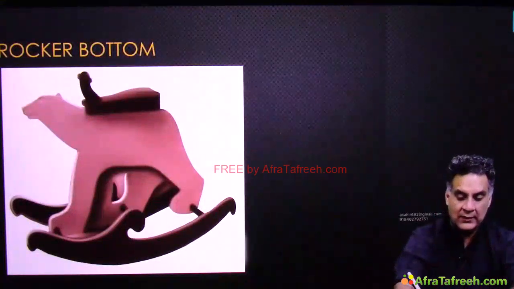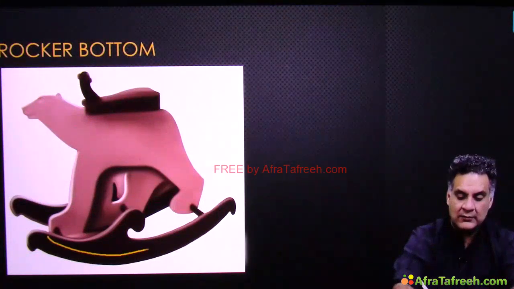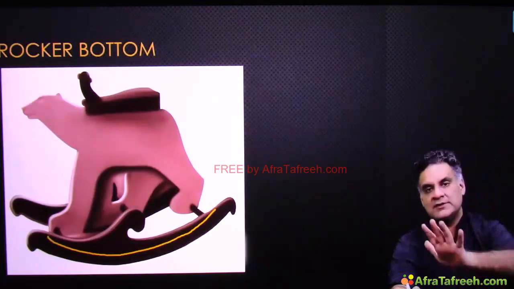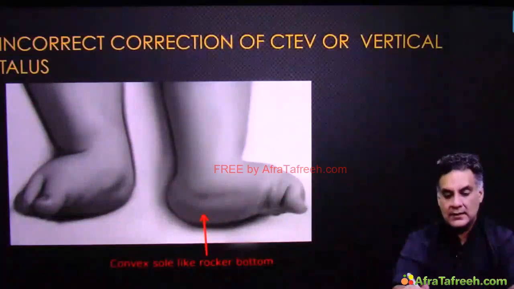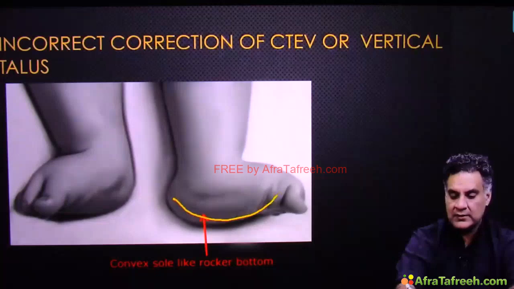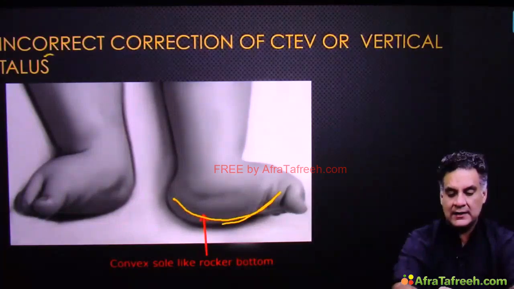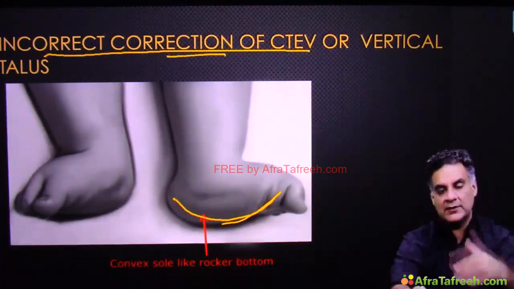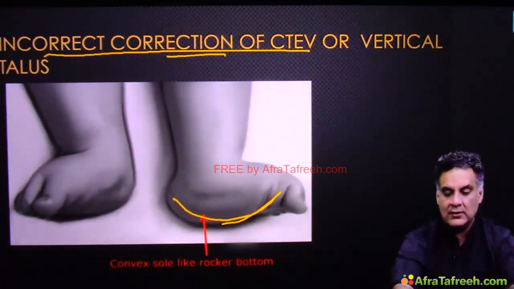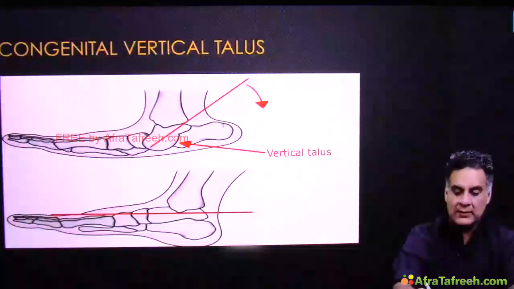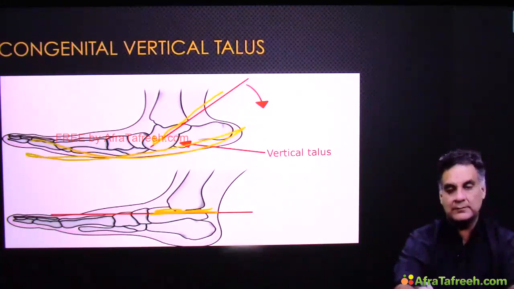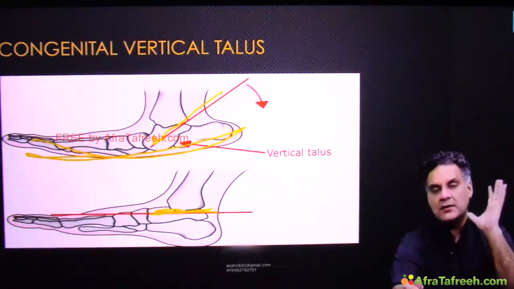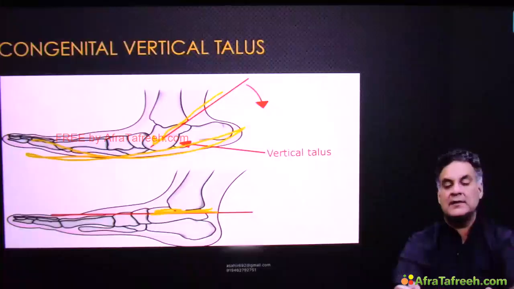If you look at this toy of a child, there is a convexity in the sole on which a child rocks, called as rocker bottom. Rocker bottom foot can be seen in incorrect correction of CTEV. We are doing next what is incorrect correction of CTEV or vertical talus. Normally your talus is horizontal. When it's vertical, rocker bottom foot. The image of rocker bottom foot is very commonly asked in exams.